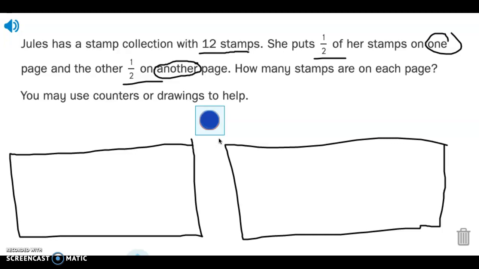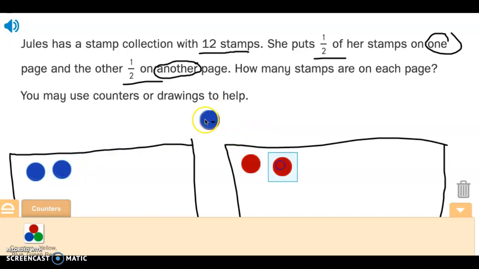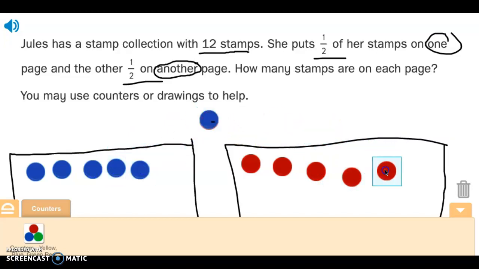Okay, if you're back, this means you have solved how many would go on each page. Well, I'm going to separate them for us. So one strategy could be I could have all 12 counters here, and I could go, oops, I need to be on this one. Oh, I know why. Here we go. Okay. 1, 2, 3, 4, 5, 6, 7, 8, 9, 10, 11, 12.